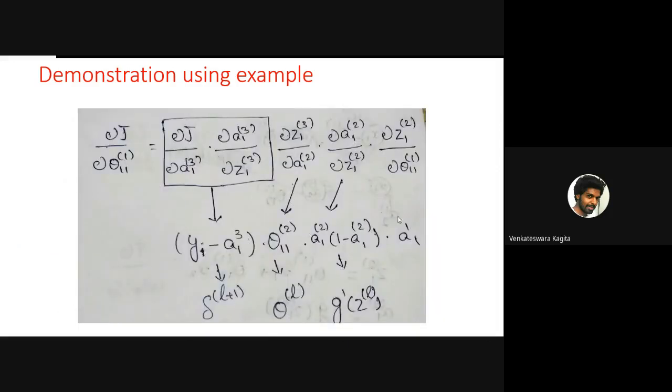And similarly, you might have already computed many other terms. You just have to reuse them. So what I'm trying to say is that when you are implementing this, you need not compute these terms again and again. You just have to store them in a cache and use them again and again. So that is how the backpropagation algorithm saves a lot of time.